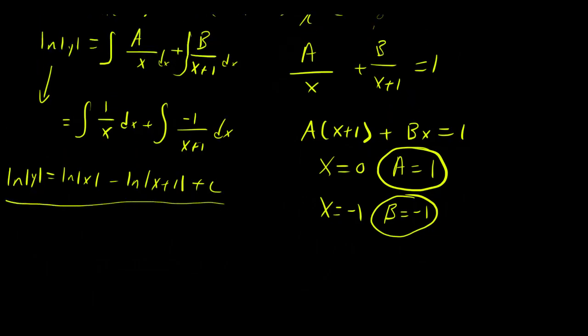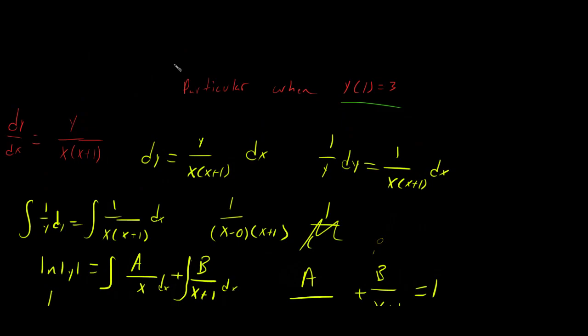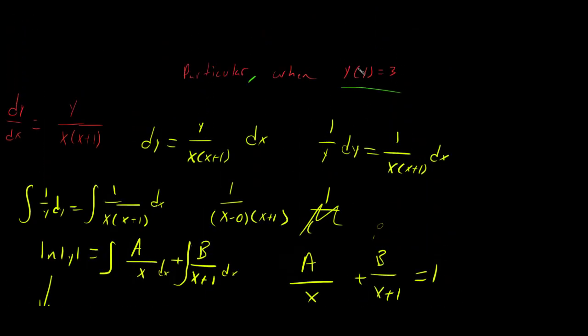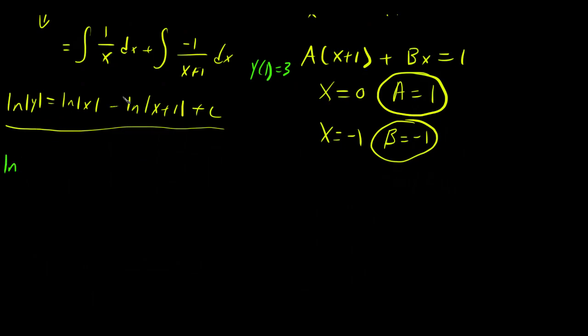This would be right if it didn't give us a point and didn't say particular solution. But since this problem says particular solution, it'll say something like give a particular solution for when y of 1 equals 3. So this is just f of x equals 3: x equals 1, y equals 3. Okay, I'm just going to write that point down here so we know.